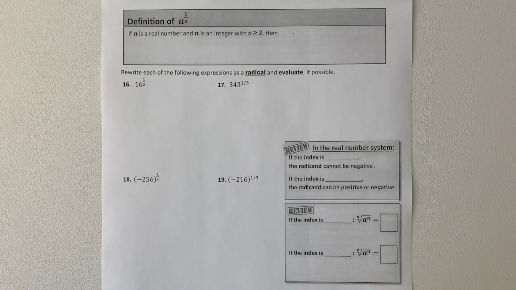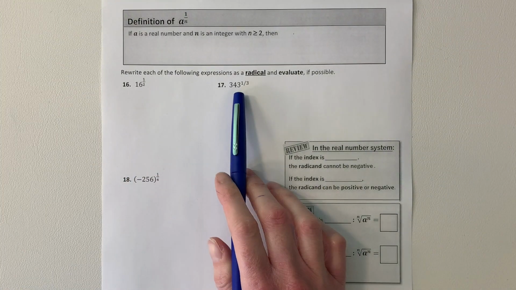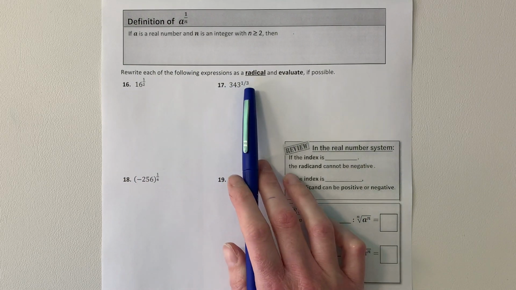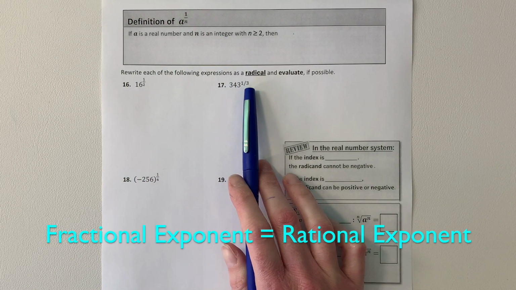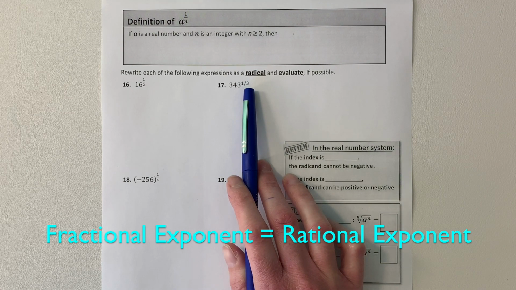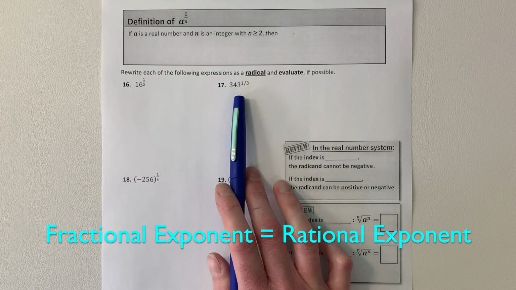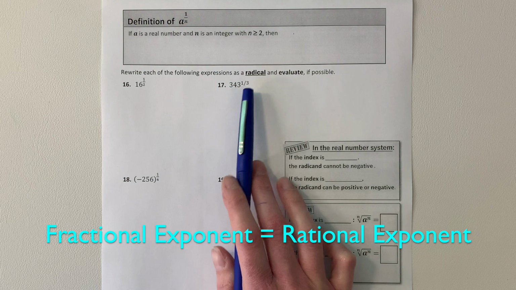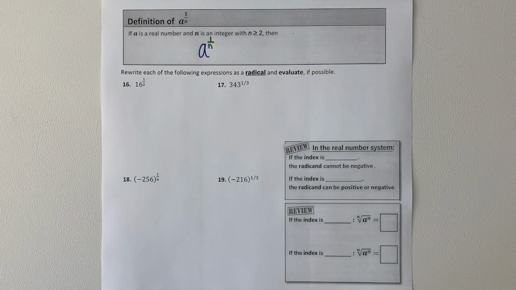Next, we're going to learn how to solve problems involving fractional exponents. Another way to say fractional exponent is rational exponent. In math, the word rational is used a lot to mean fraction. So we would say that these problems, for example, have rational exponents. We're going to start with a definition.